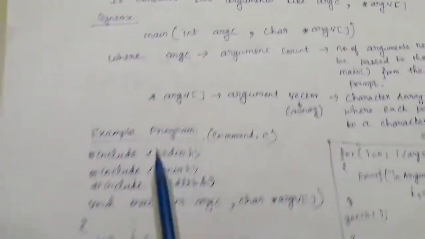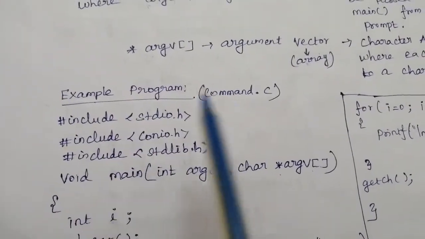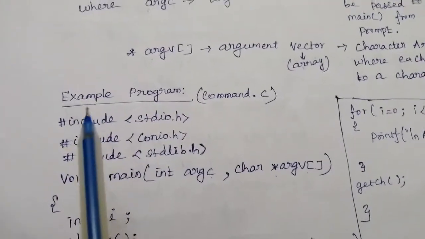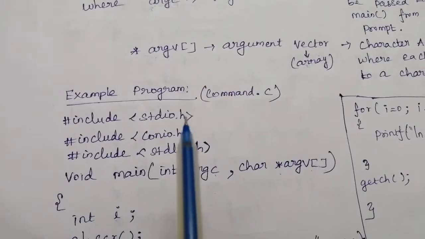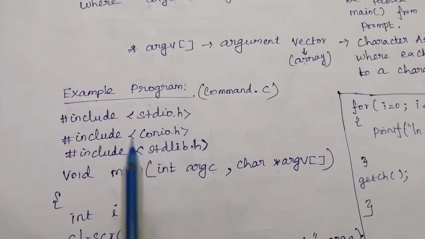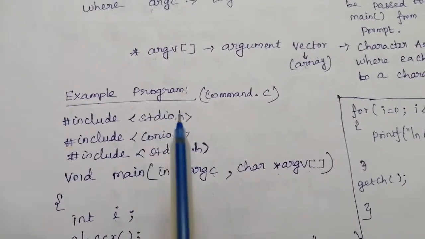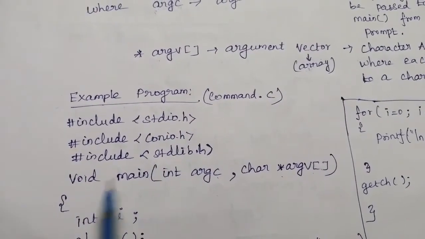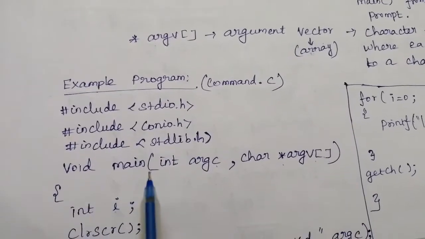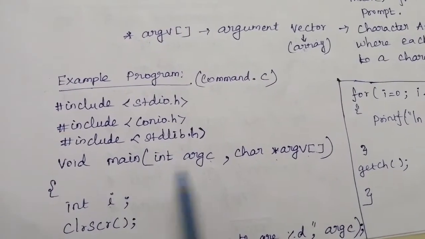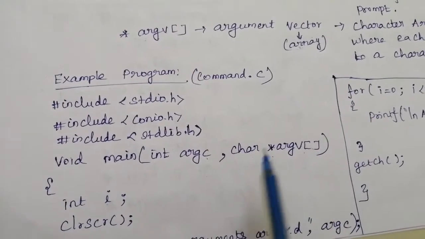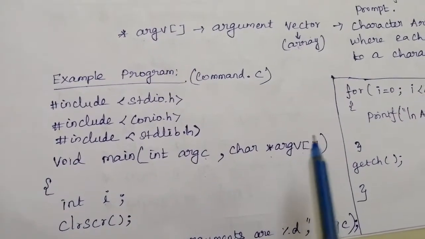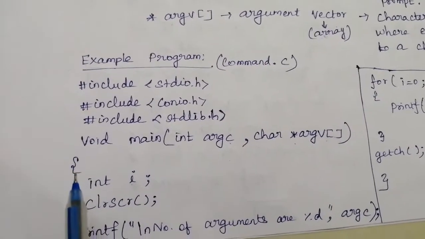Now we'll have an example program which illustrates command line arguments. In every C program, the very first statement will be the header files, so those header files need to be included here: stdio.h, conio.h, stdlib.h. Next you can start the main function with int argc, comma, char asterisk argv array operator.